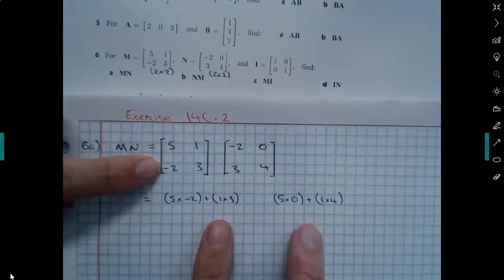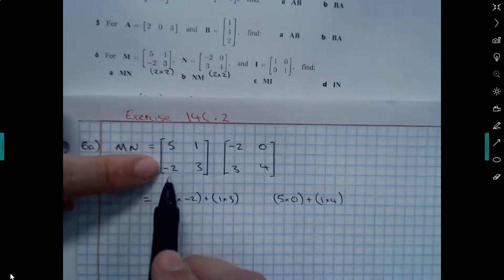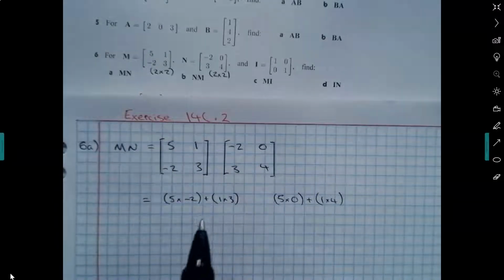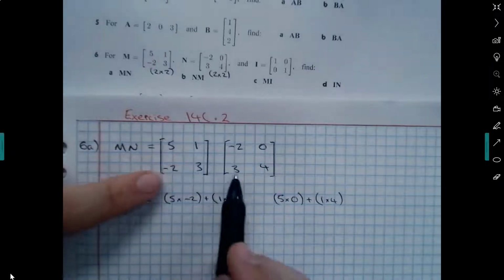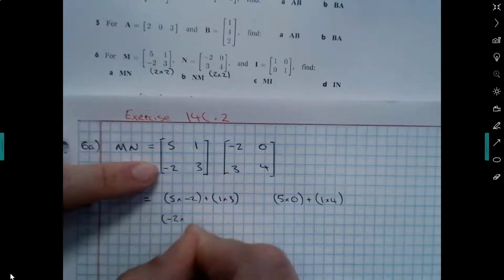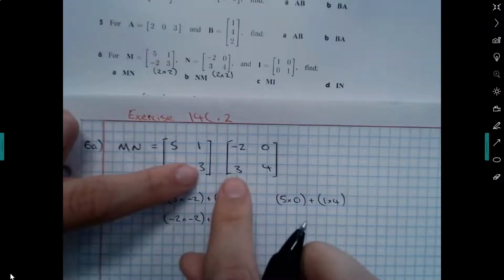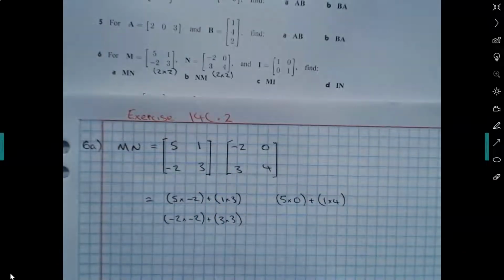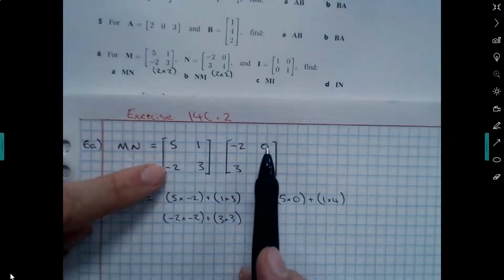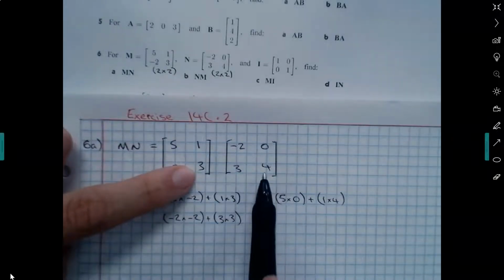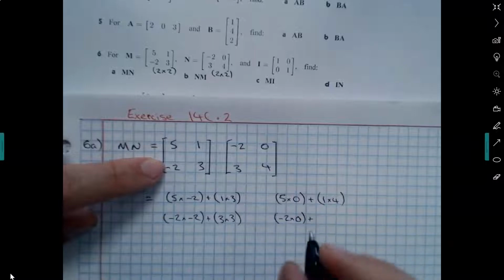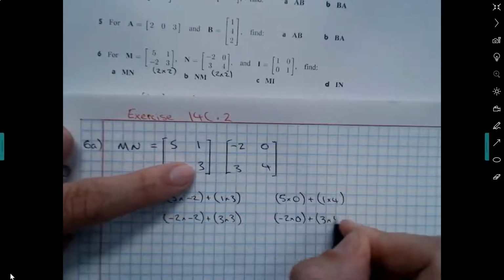So now I use this number here, this negative 2, and I go negative 2 times negative 2 plus the 3 times the 3. So that times that, that times that. So it's going to be negative 2 times negative 2 plus 3 times 3. And then the final position, we're going to go negative 2 times 0 plus 3 times 4.